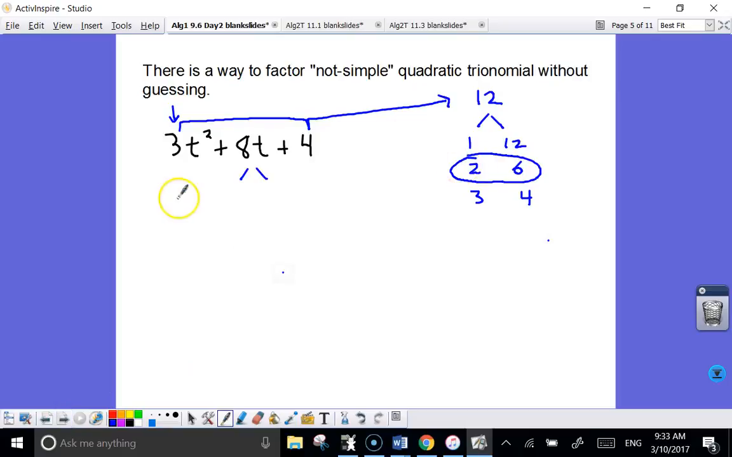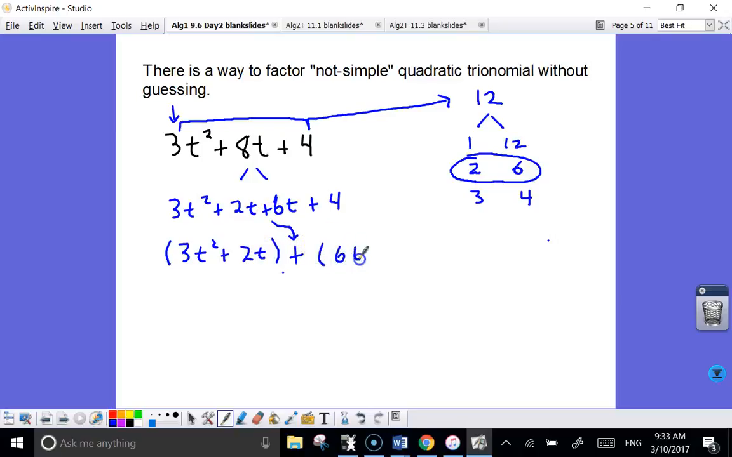That means we're going to use those two numbers and split up the middle term: 3t squared plus 2t plus 6t plus 4. Because what is 2t plus 6t? 8t. So next, group the first two terms, 3t squared plus 2t. Group the last two terms, making sure that the plus goes in between the parentheses, 6t plus 4. And factor each set of parentheses. What's the greatest common factor between 3t squared and 2t?